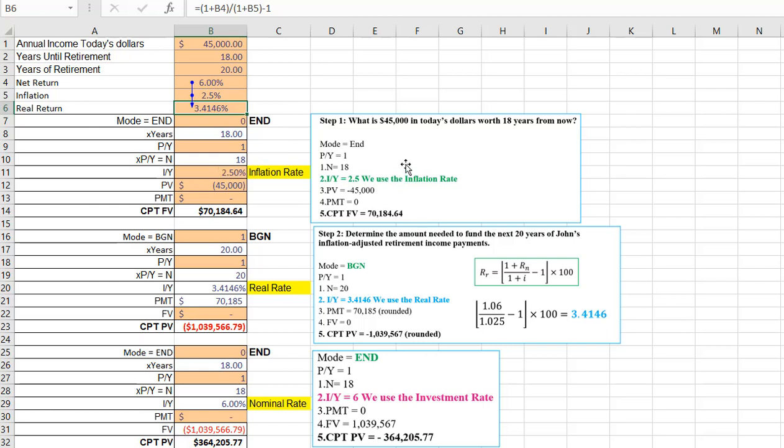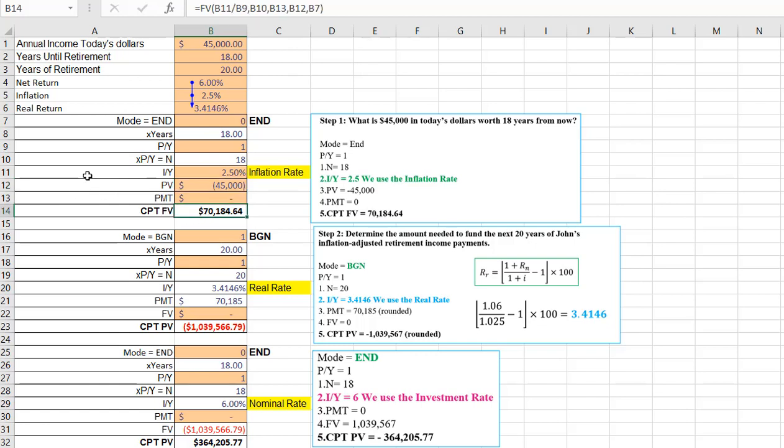Okay, so you can see here step number 1, what is $45,000 in today's dollars worth 18 years from now? So we did that already with the financial calculator. Periods, N is number of years, which is 18, periods per year is 1, so N times PY is 18. We use the inflation rate because it's $45,000 in today's dollars. What's it worth 18 years from now? So present value is 45,000. Future value equals present value times 1 plus I to the N. Or we did it with the financial calculator.